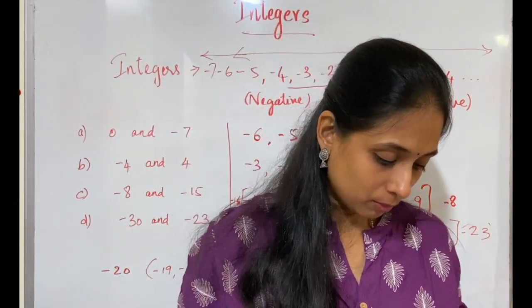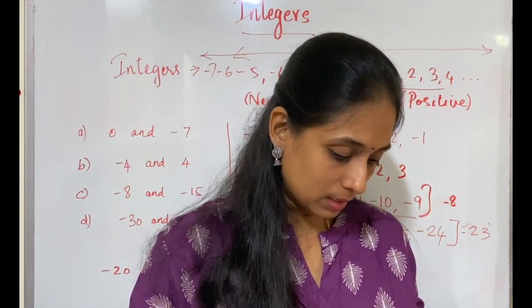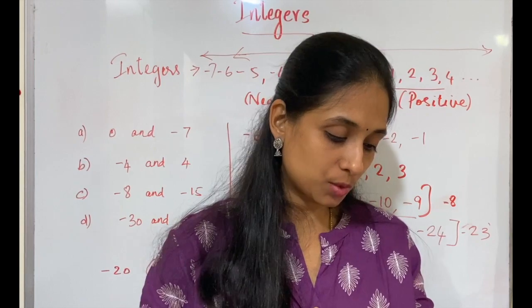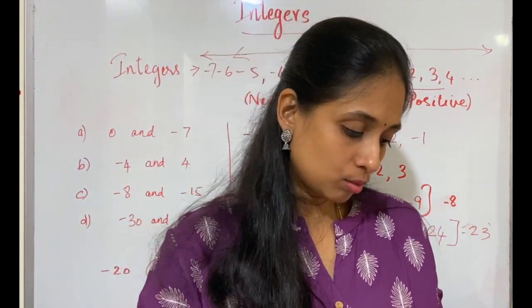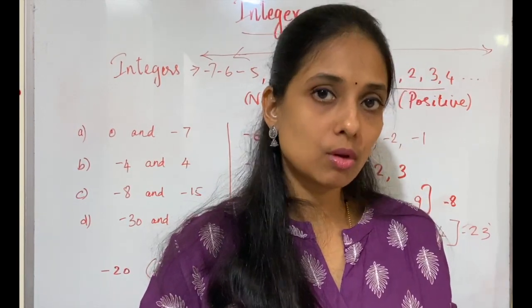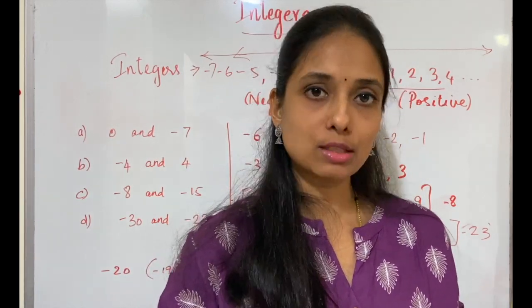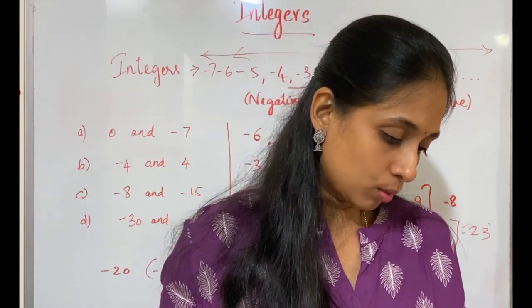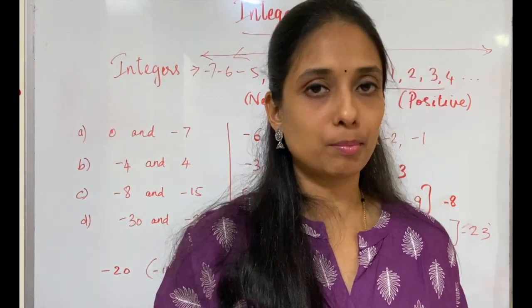Okay, the next one. For the following statements, write true or false. If the statement is false, correct the statement. Okay, first one: minus 8 is to the right of minus 10 on a number line. Is it true? Yes, it is true, because minus 8 is greater than minus 10, so it is on the right side.